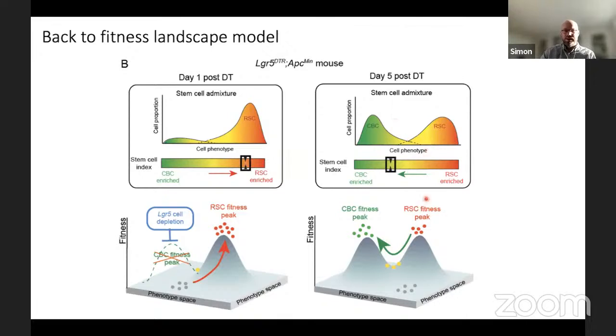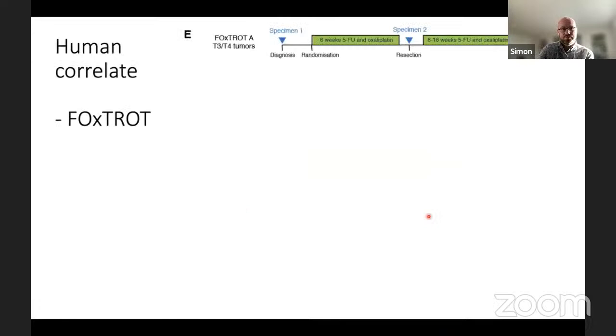And then what happened is over 5 days, the regenerative stem cell populations changed their phenotype. They shifted their phenotype back to recover the crypt-based columnar stem cell population, and the regenerative stem cell phenotype shifted across to the crypt-based columnar phenotype in the space of 5 days. So this is this kind of incredible dynamic adaptive response of tumors to be able to roll with a selective pressure, an acute selective pressure, simply adapt and continue.